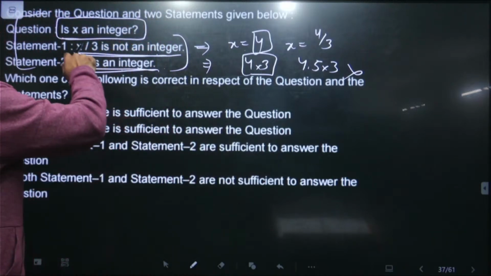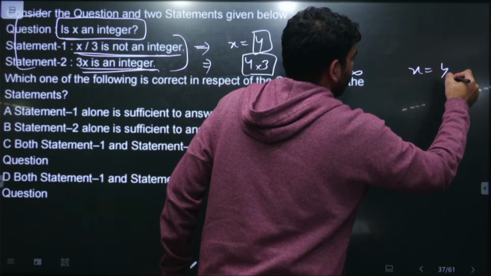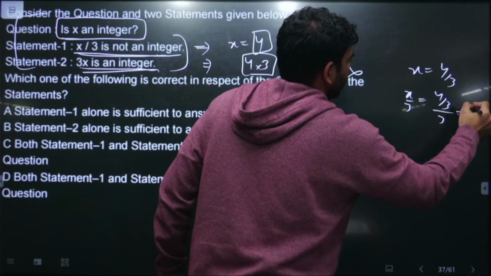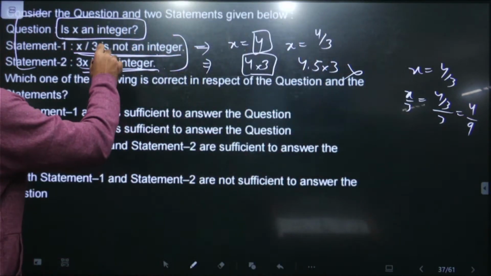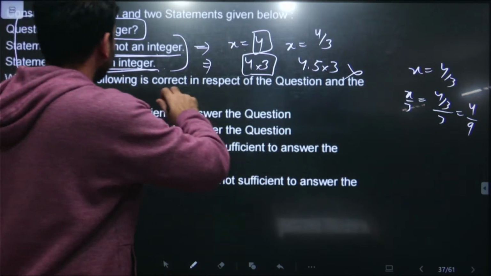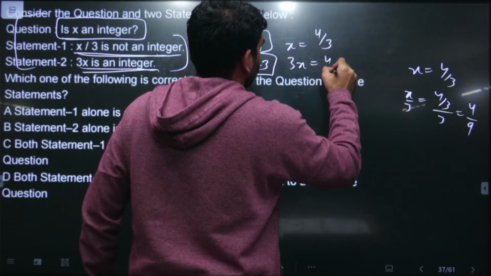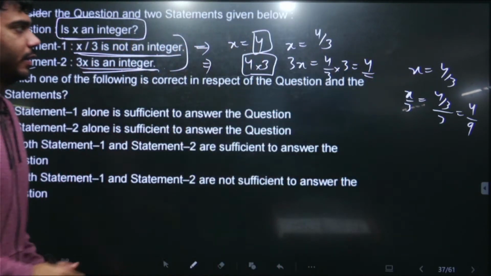So it is saying that x/3 is not an integer. So for x = 4/3, x/3 is equal to 4/3/3, that is 4/9, and clearly 4/9 is not an integer, so statement 1 is still valid. And the second is saying 3x is an integer. 3x here will be 4/3 into 3, that is 4, and clearly this is an integer.